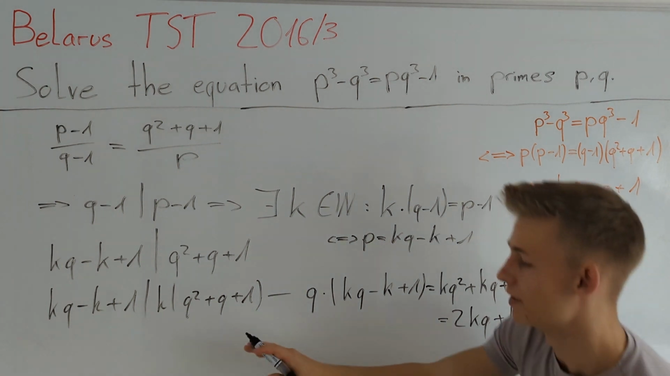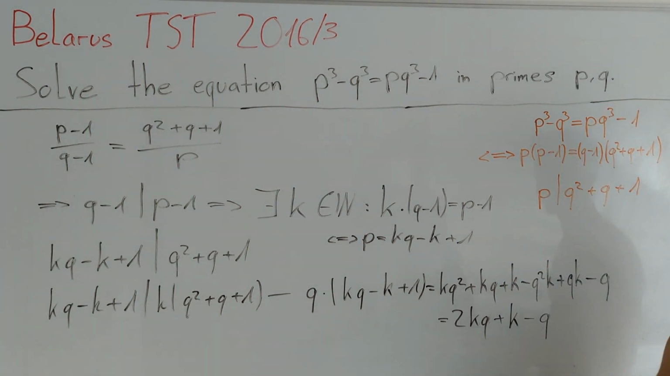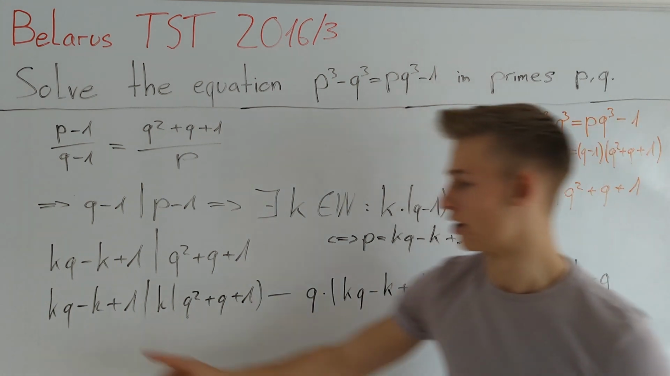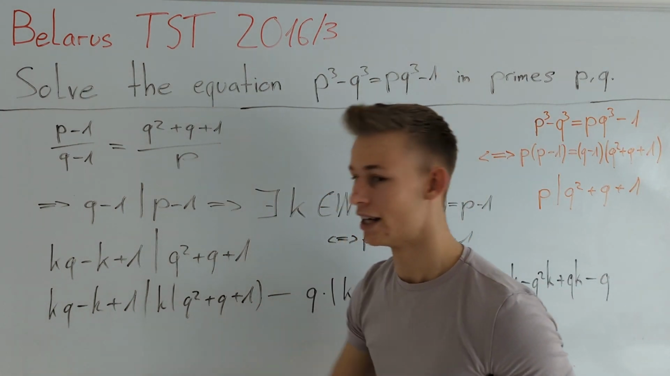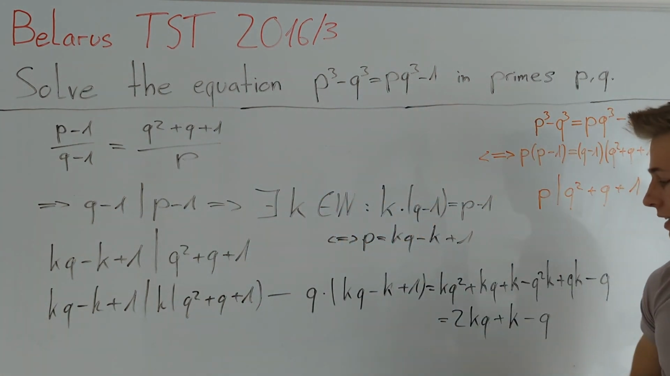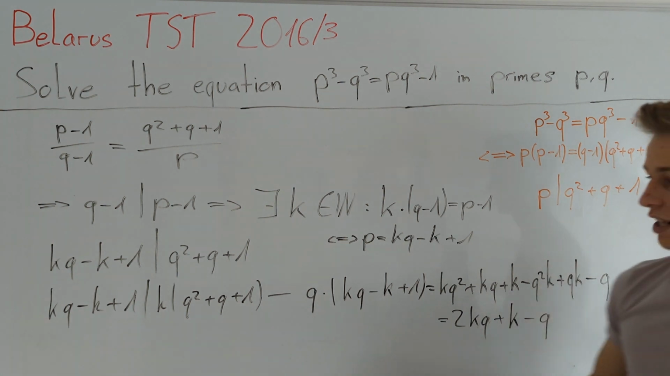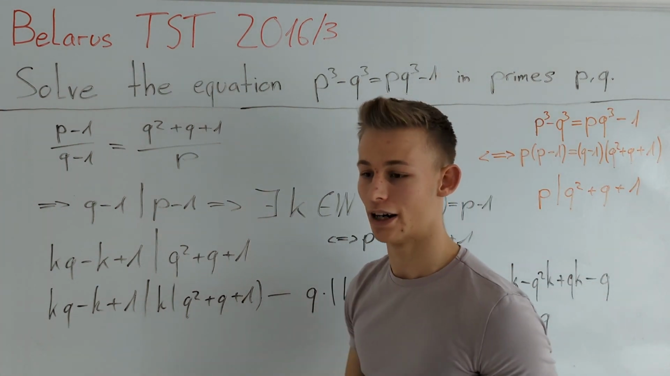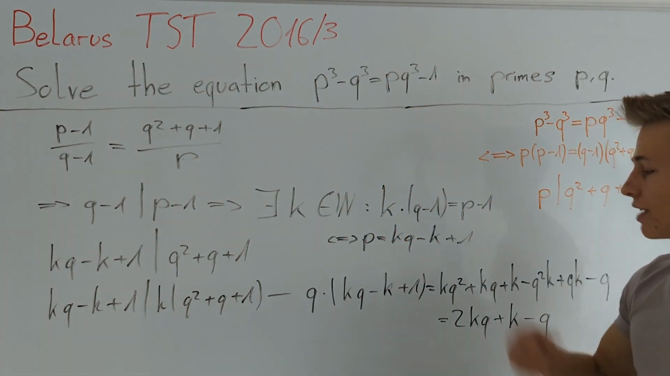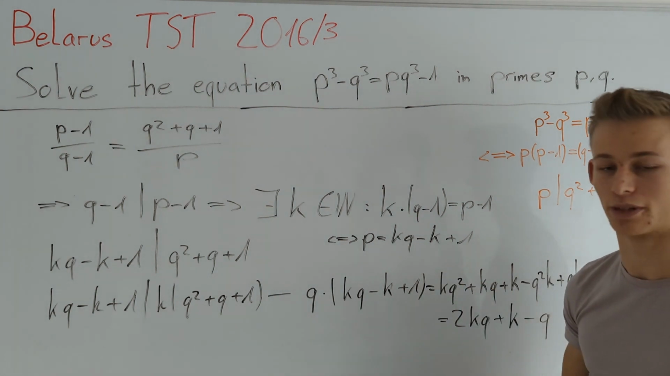From this equation we see now that on both sides kq is the biggest term, and on the right hand side we have 2 times kq, and on the left hand side 1 times kq. Therefore we might guess that the right hand side is 2 times the left hand side. And now I will prove correctly that this is indeed the only possible case.